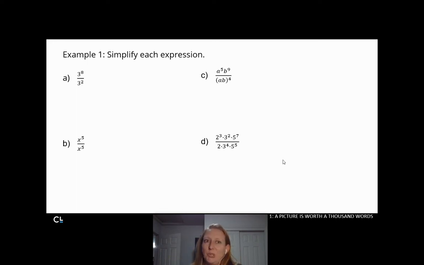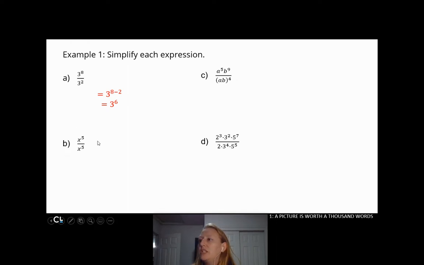You ready? So for A, I have 3 to the 8th power divided by 3 to the 2nd power. They both have a base of 3. So I'm just going to do 3 to the 8 minus 2 power, which of course gives me 3 to the 6th power. And again, at this point, you could totally grab a calculator and figure out what that is. I know it's a really big number, so I'm not going to stress about it too much right now.